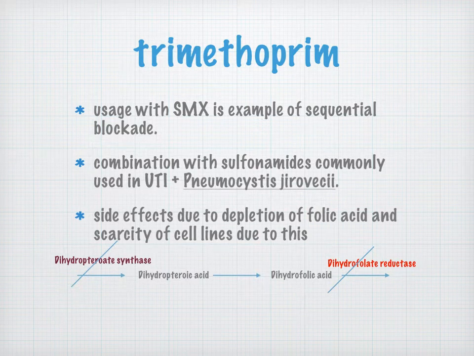Trimethoprim is used with SMX and is an example of sequential blockade. The combination with sulfonamides is commonly used in UTI and Pneumocystis jirovecii. Side effects are due to depletion of folic acid and scarcity of cell lines. So I've shown here that the previous drug discussed, the sulfonamides, blocks dihydropteroate synthase, and this drug inhibits dihydrofolate reductase. So see in this diagram, it shows a sequential blockade.